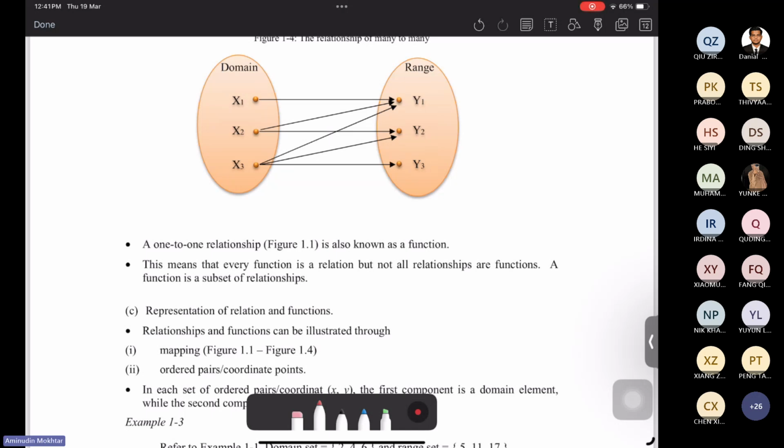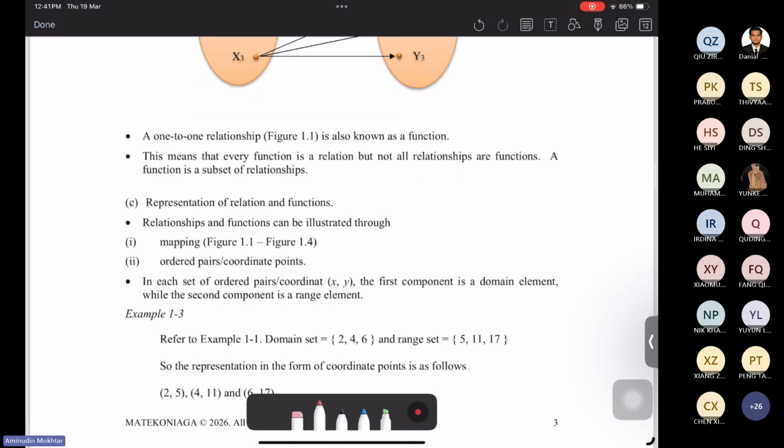How to present the function or the relationship? There are several ways to present it. We can draw the mapping, we can write ordered pairs, or we can plot the coordinate points.